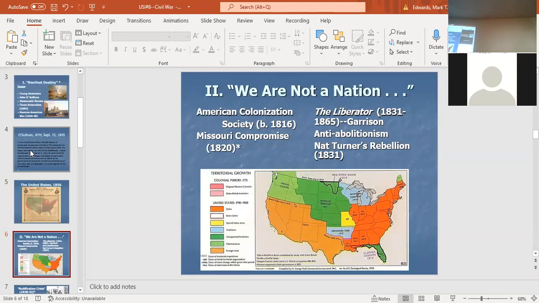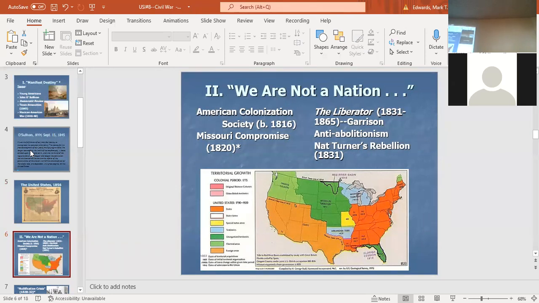There was one population in the North where colonization was really, really unpopular. Anyone want to guess what that population was? Guess who really didn't like the idea of colonization? Not them, because it's not going to affect them. The freemen themselves.